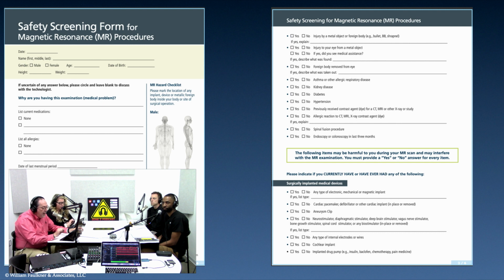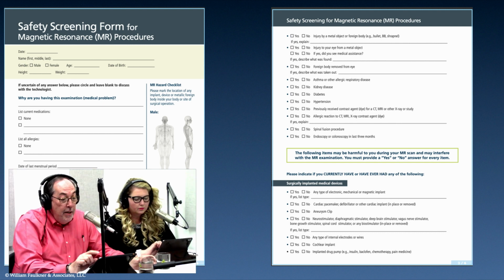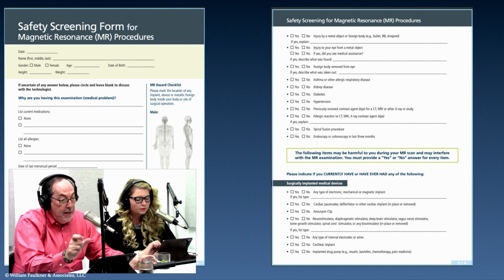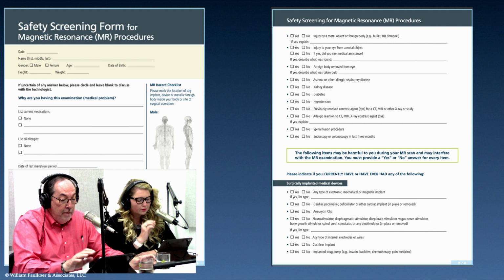And then there's a big heading here that says, indicate if you currently have or ever had any of the following. It's got surgically implanted medical devices, and it goes through that section of surgically implanted medical devices. Okay, now we can go ahead to the next one.